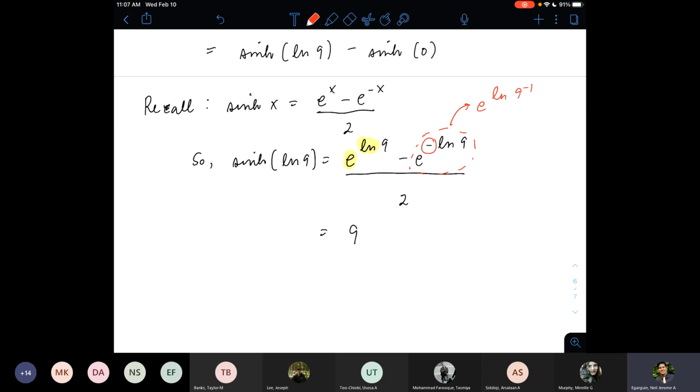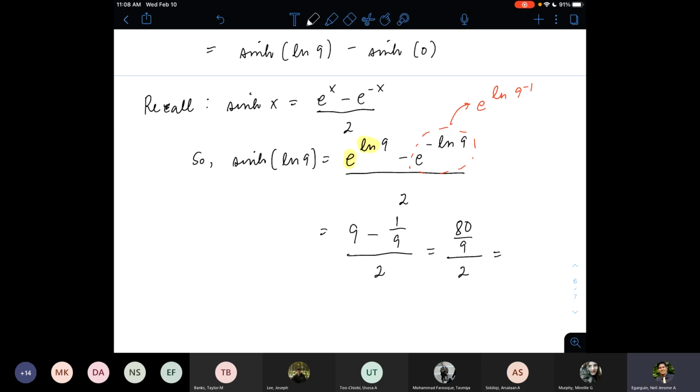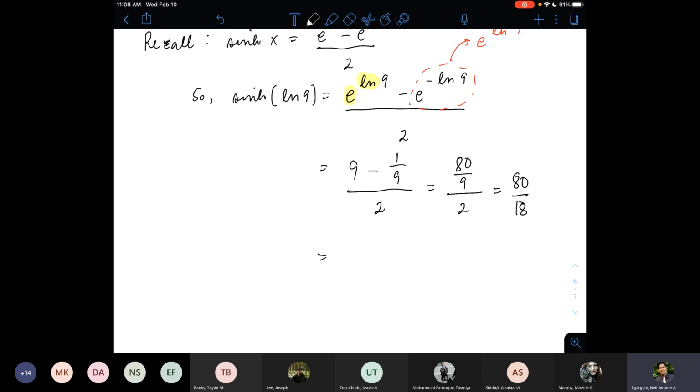Remember, constant multipliers can go up as exponents to the argument of the ln. So that's the laws of logarithms for you, another thing that you need to recall for this problem. So the second term will be minus 9 to the negative 1, so that will be 1 over 9 all over 2. Then simplifying this will give us 80 over 9 all over 2. So that's going to be 80 over 18. So that's 40 over 9.